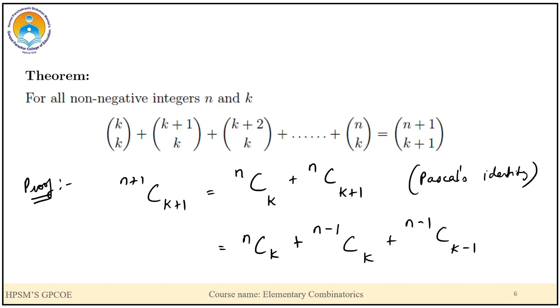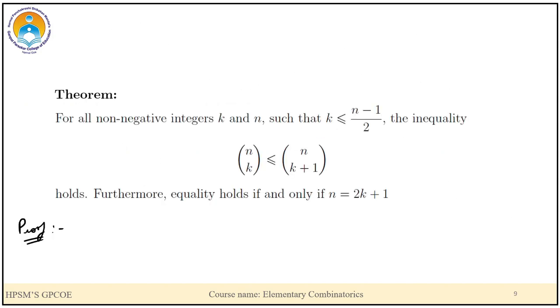So I simply use Pascal's identity for every single new term which appears in the equation. Moving on to the next theorem. For all non-negative integers k and n such that k is less than or equal to (n minus 1) upon 2, the inequality nCk is less than or equal to nC(k+1) holds. Furthermore, equality holds if and only if n equals 2k plus 1.